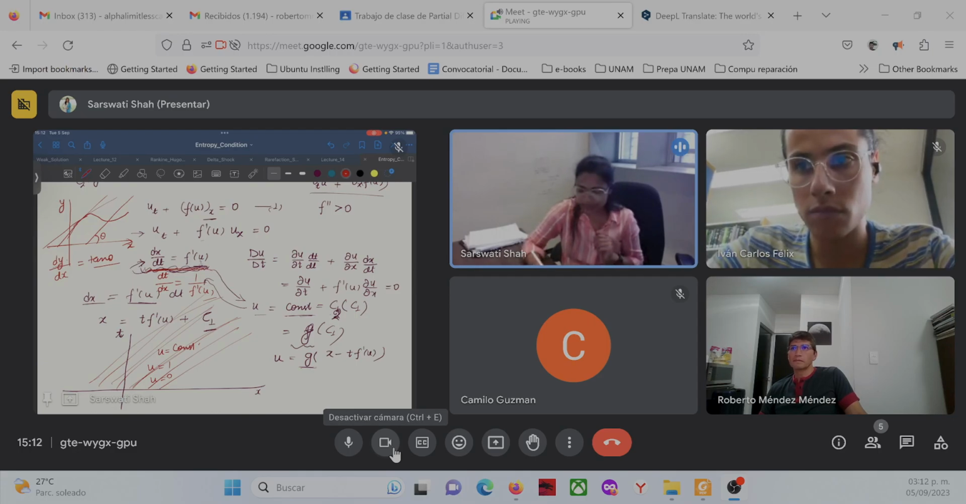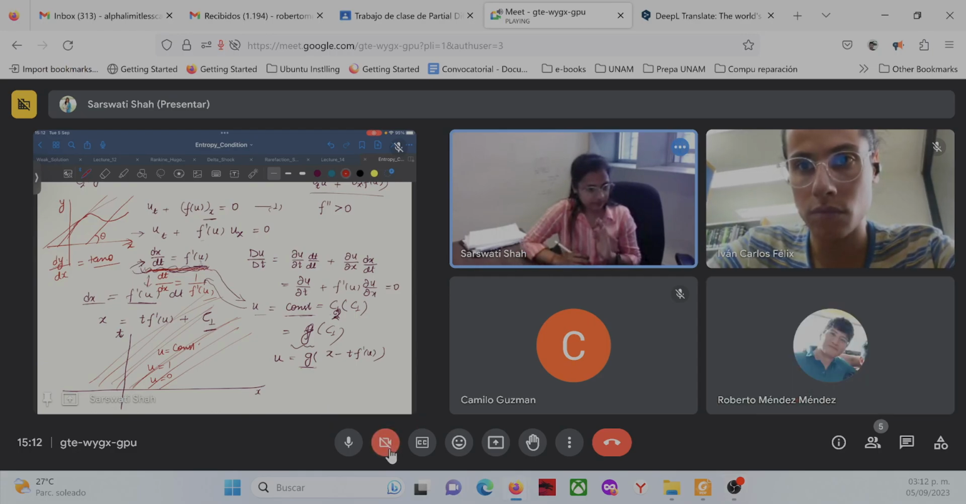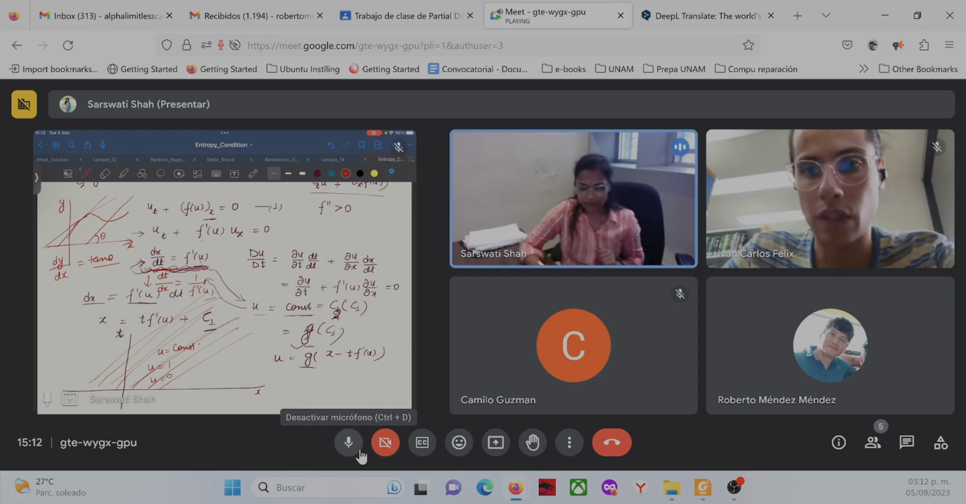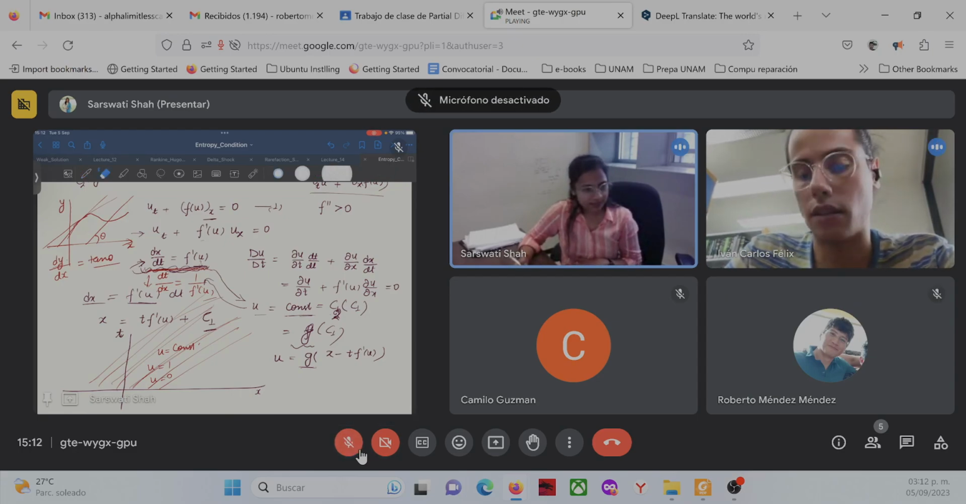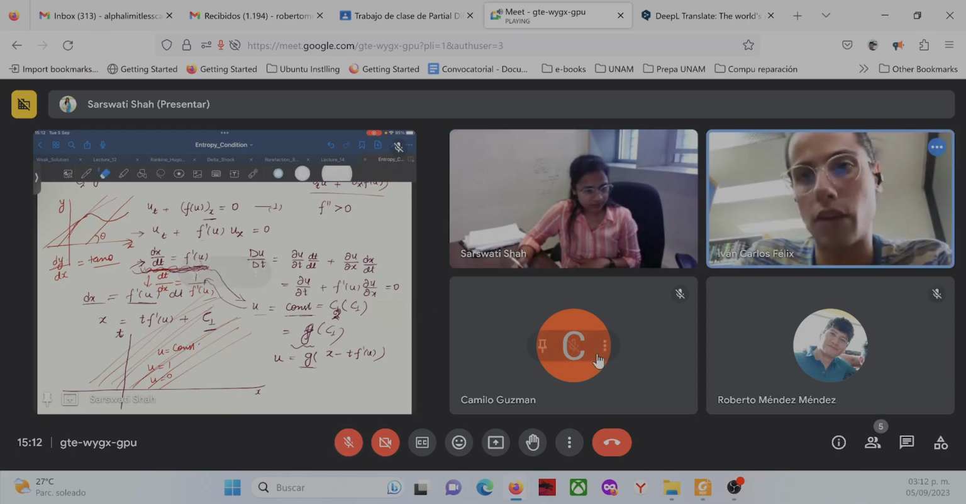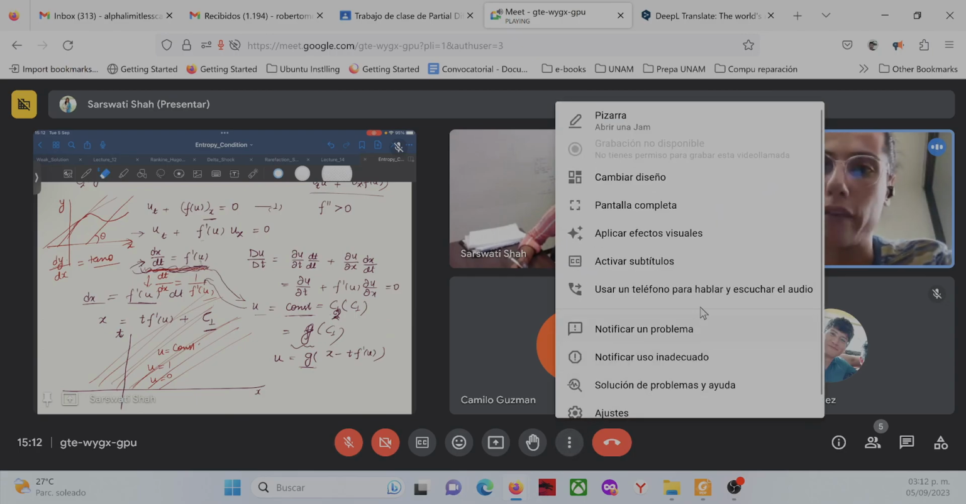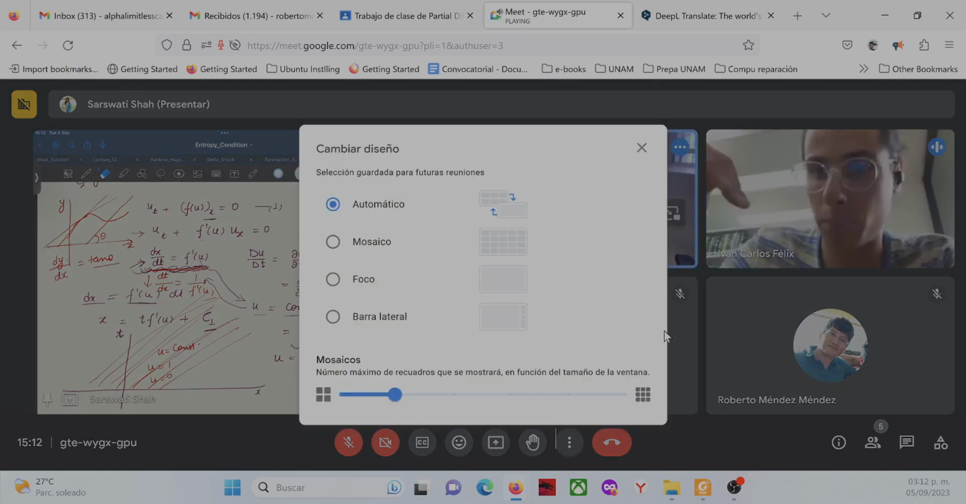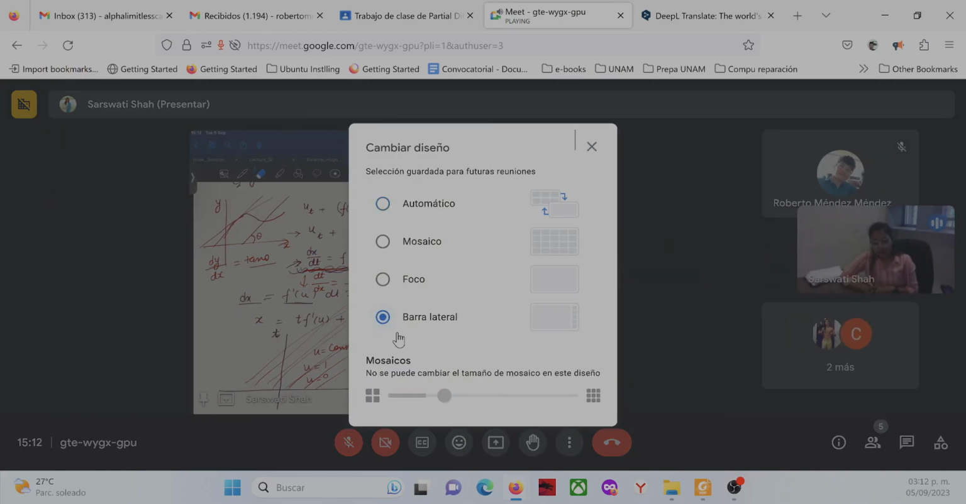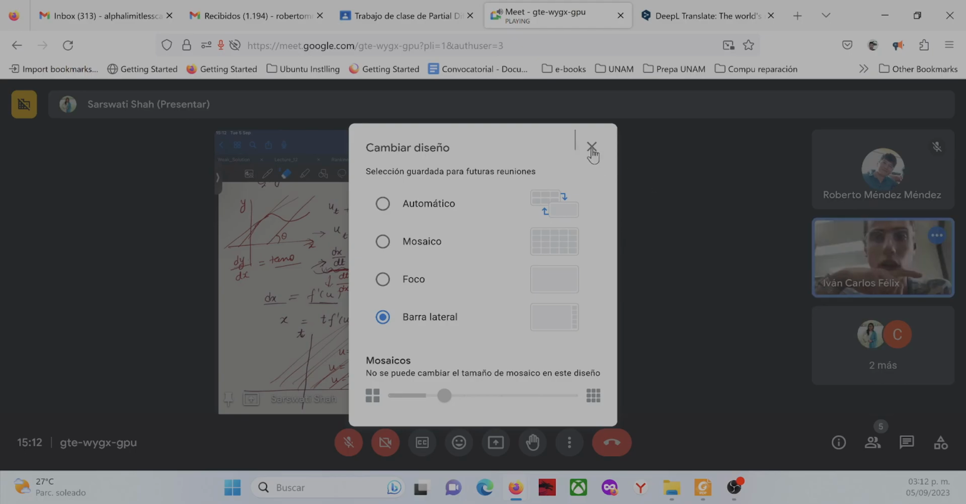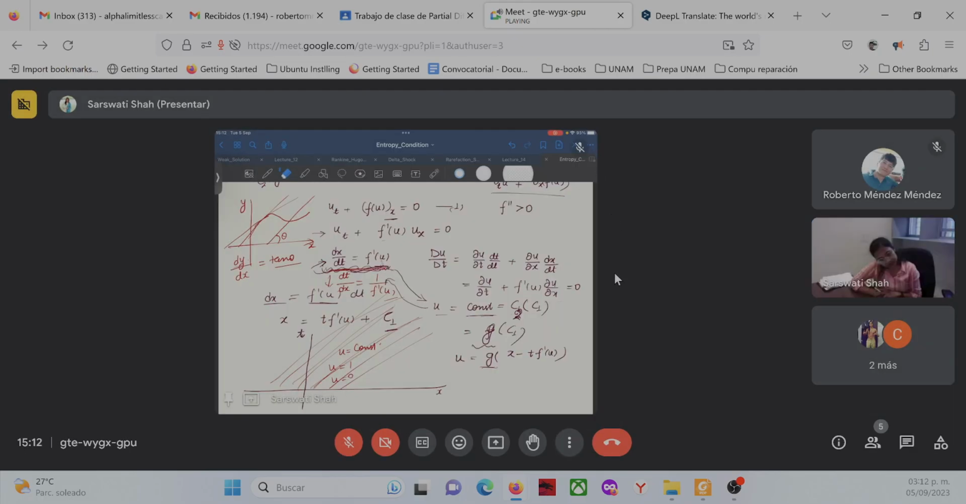Is it clear how I explained this? Next we come to the problem. Can I erase this? Yes, it is clear. The 1 over f dash u, that's the slope. But I don't know how to relate it with u. Yes, say, what are you saying? I think I got it.